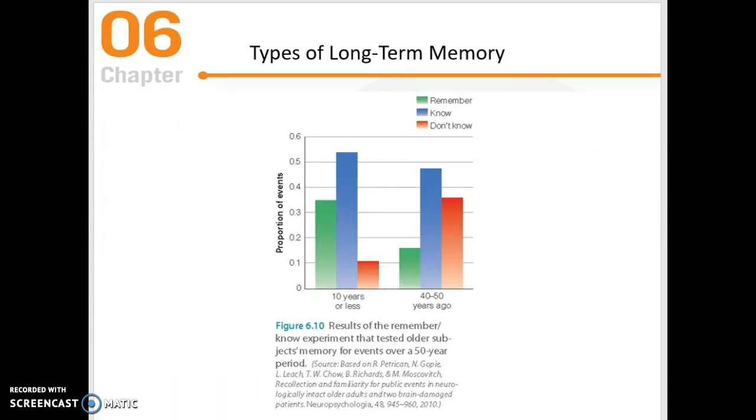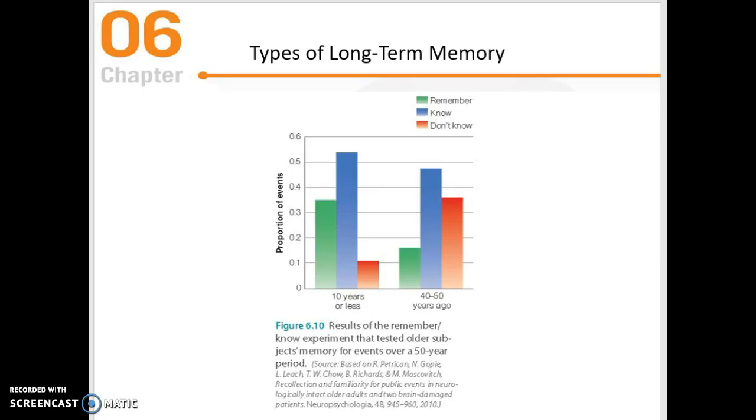One of the remember, know experiments used older subjects, and what they were asking these older subjects was whether they could remember public events from 10 years or less, and then they also presented them public events that happened 40 to 50 years ago.